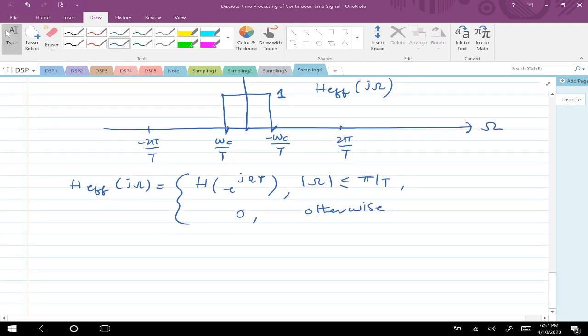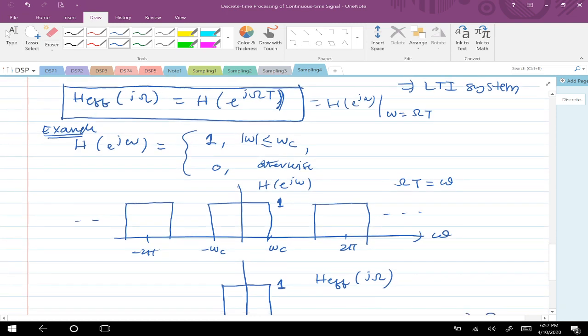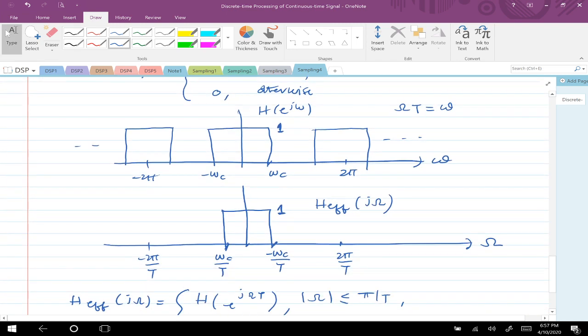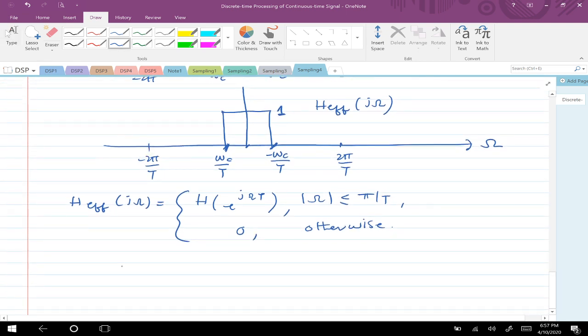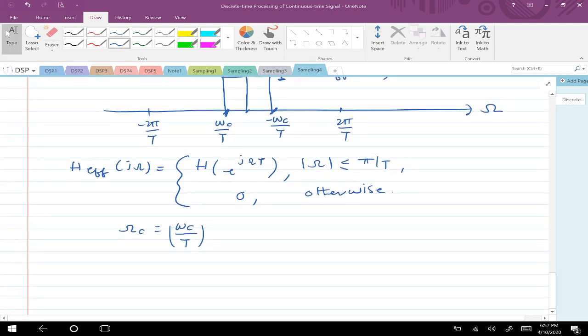So two interesting things anyway, since we have done this low pass filtering here. Suppose I want to do a low pass filtering in the continuous time domain using the discrete time domain. What should I do? I should know the cutoff frequency values here. So what is my cutoff frequency here? If I call it omega c, the cutoff frequency is omega c by T, of course then plus or minus omega c by T.